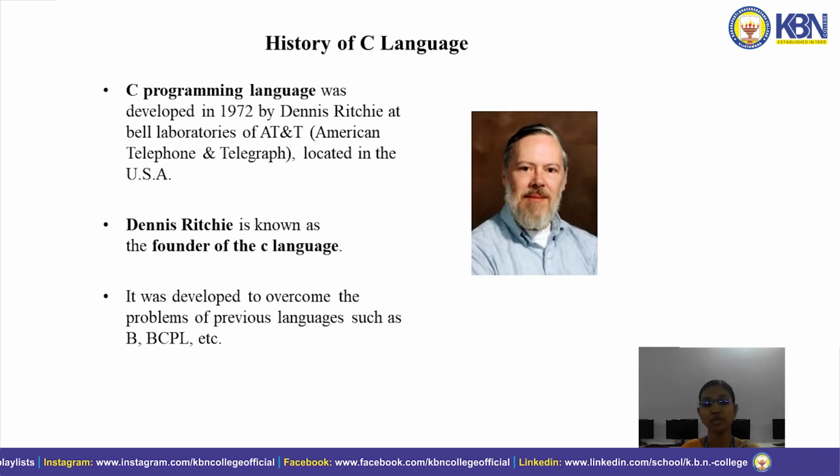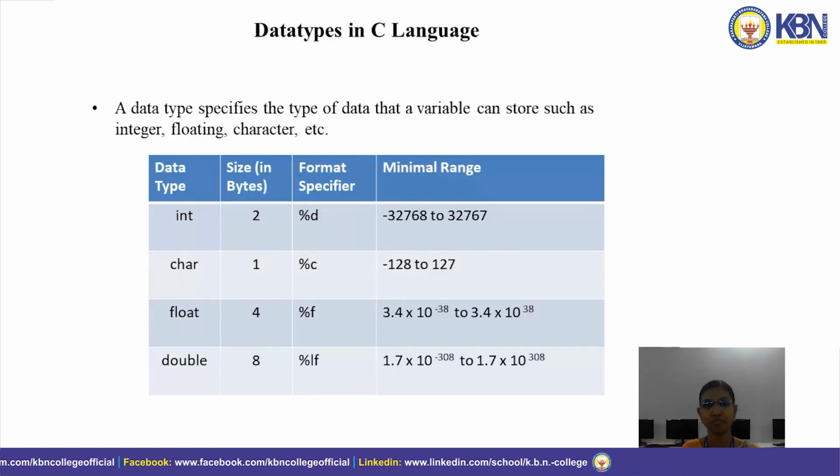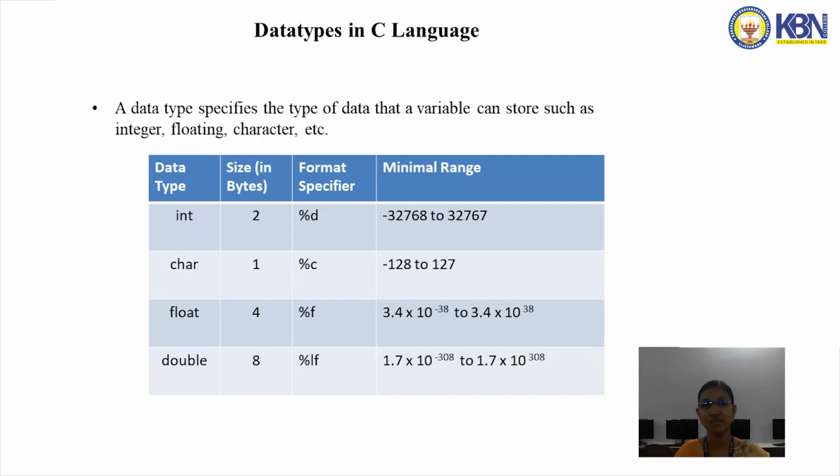It was developed to overcome the problems of previous languages. And what are the previous languages? B and BCPL. Now coming to data types in C language. First of all, we have to know what is a data type. A data type means what type of data we are giving. A data type specifies the type of data a variable can store, such as integers, floating, characters.